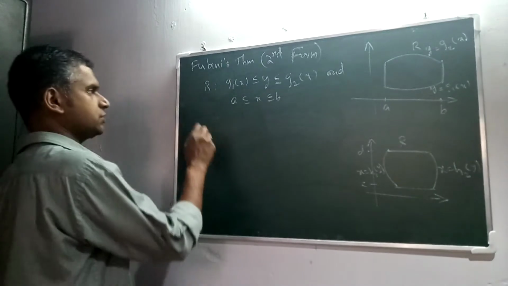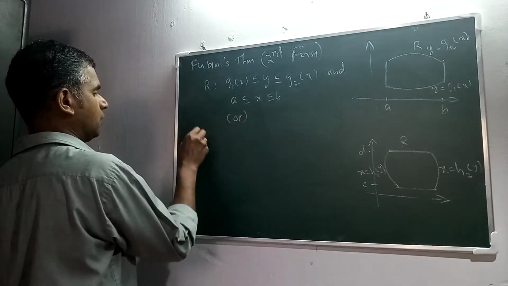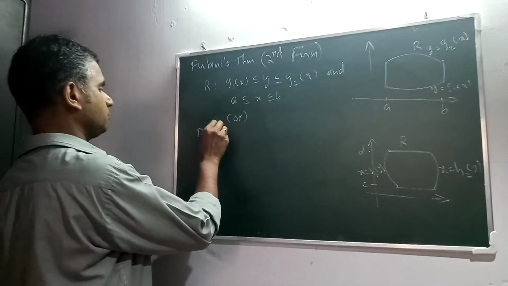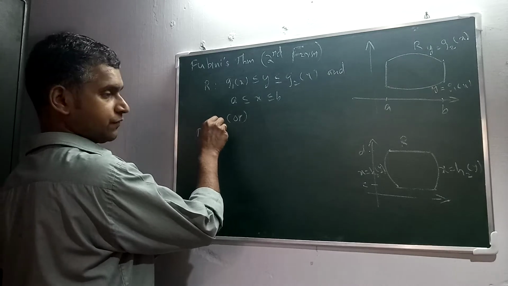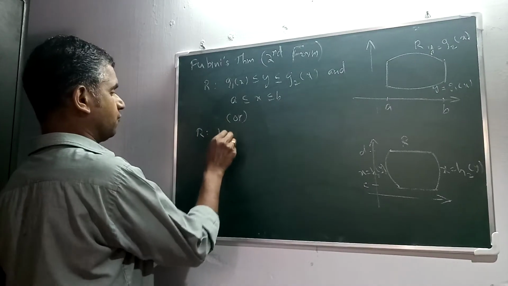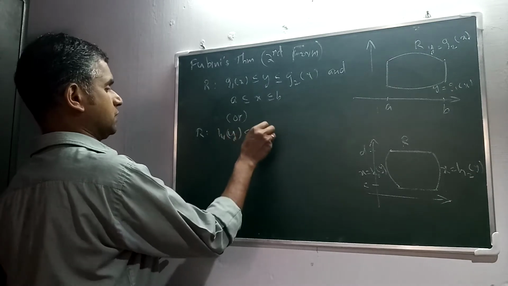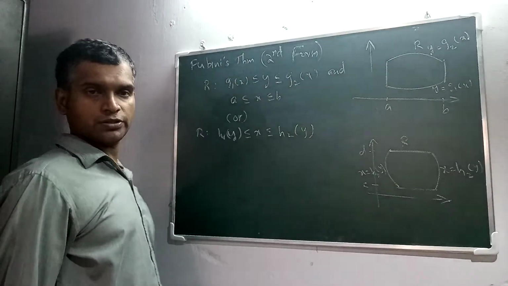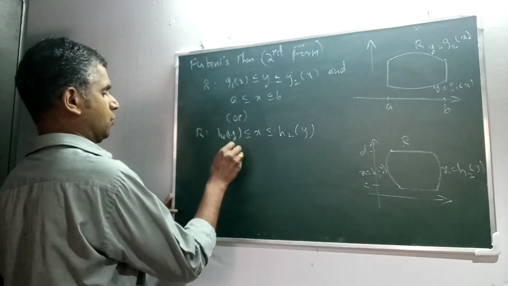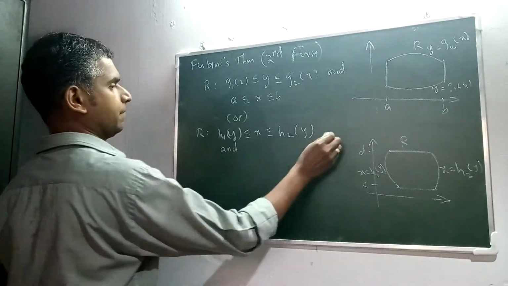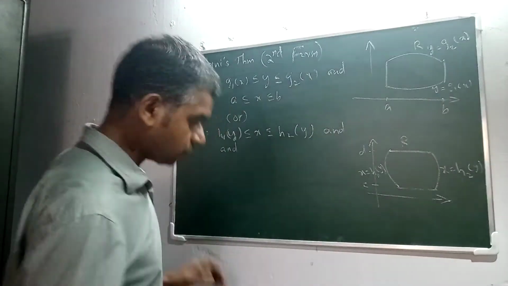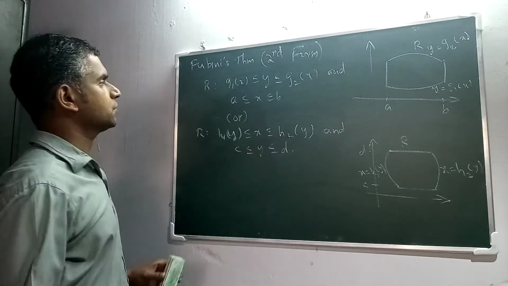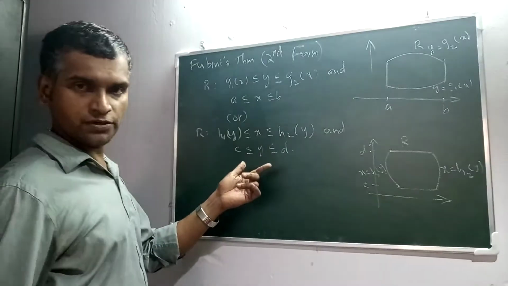So my region R would be like this. R is defined as h1 of y less than or equal to x less than or equal to h2 of y, where both h1 and h2 are continuous functions of y, and y varies from c to d, c less than or equal to y less than or equal to d. So either R is of this form or R is of this form.